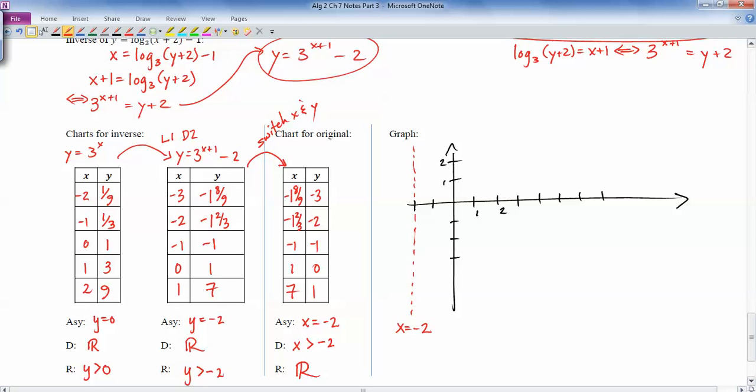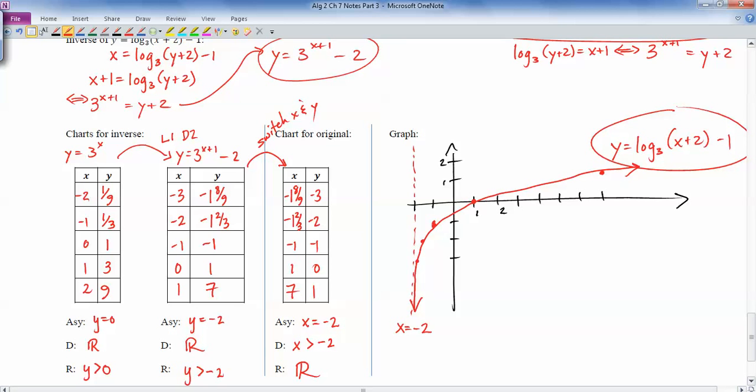One of the points is almost negative 2, negative 3. So right about there. Negative 1 and 2/3 would be, and then that goes with negative 2 about here. Whoops. Negative 1, 1's right here. 1, 0's right here. 7, 1 is right there. So you can kind of tell this graph does something like that. So this is the graph of the original, which was y equals log base 3 of x plus 2 minus 1.